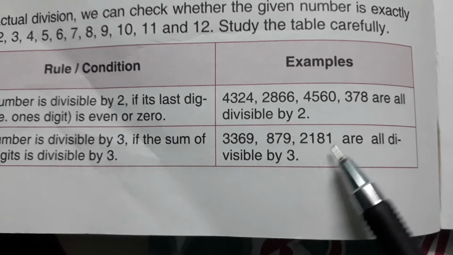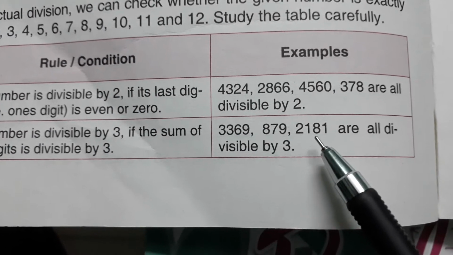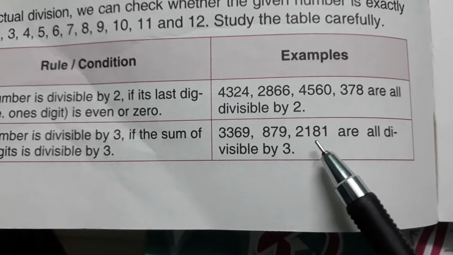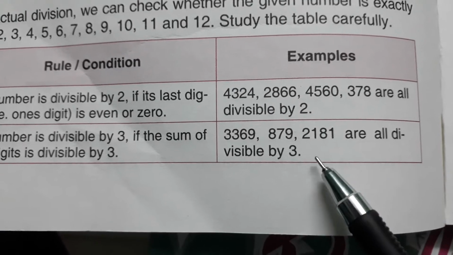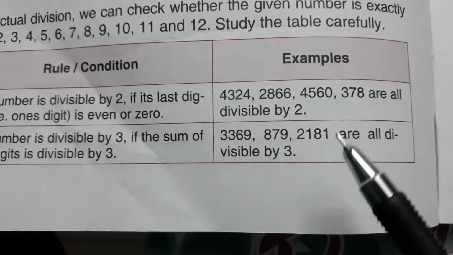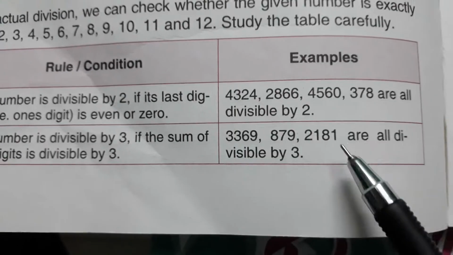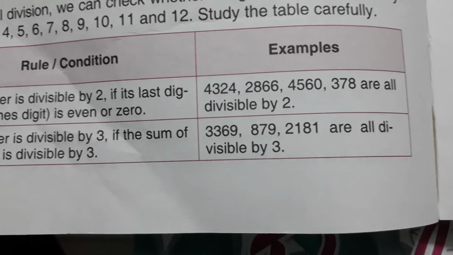Yes, next number, 2181. Add the digits. 2 plus 1, 3. 3 plus 8, 11. 11 plus 1, 12. Yes, 12 is also divisible by 3. The sum is divisible by 3. If the sum of digits is divisible by 3, then the given number is divisible by 3. We can say that the given number is divisible by 3.